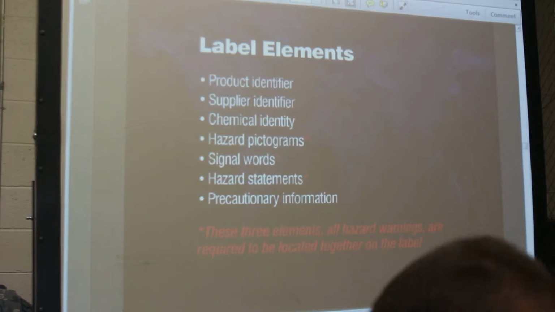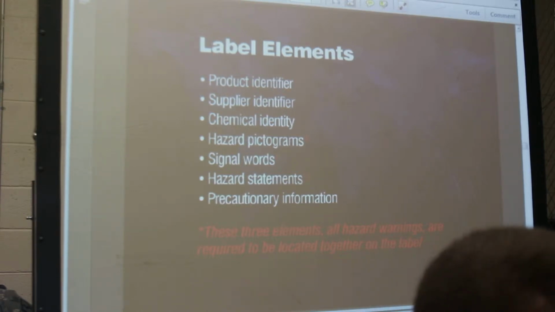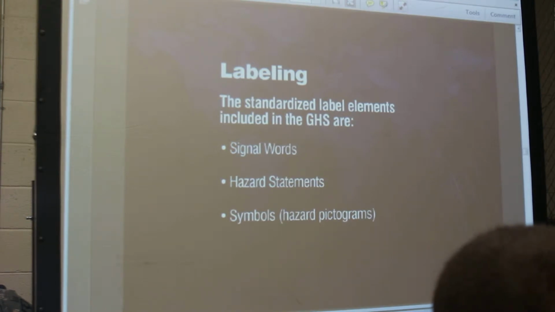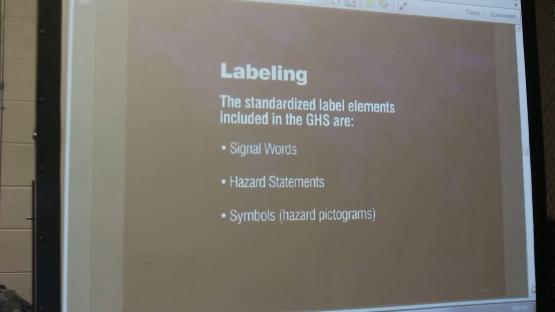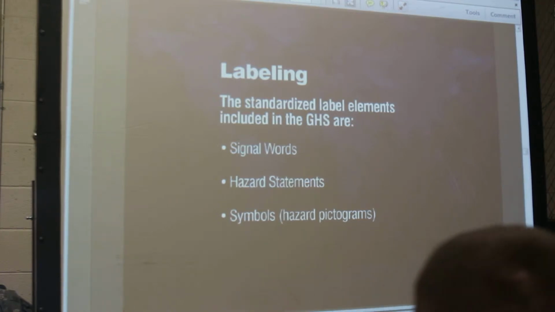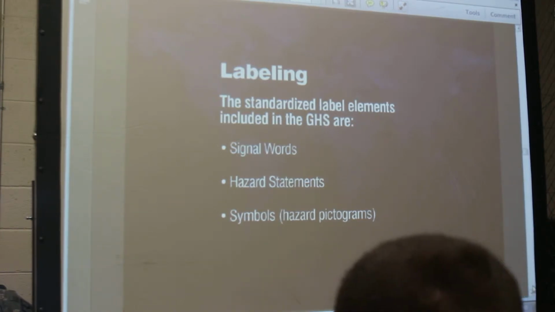Those in the back, the note in the red says these three elements are all hazard warnings and are required to be labeled together on the label, which is hazard pictograms, basically hazard pictures, signal words, and hazard statements. Next slide. And that's what it says here. Labeling. The standardized label elements included in the GHS are signal words, hazard statements, and symbols, hazard pictograms.